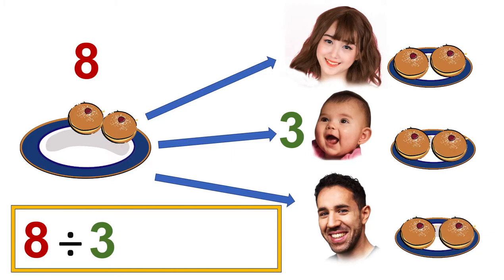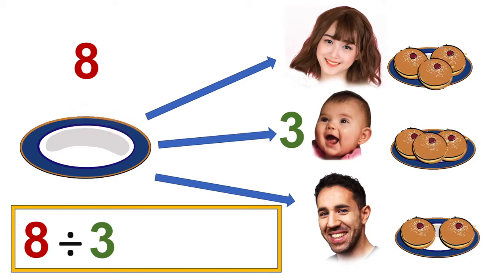Uh-oh. How many do we have left here? Is that enough to pass out to all our 3 friends? No. So we're going to stop right there because these are equal. And we're going to call these our remainder. So we have 8 divided by 3 equals 2 for everybody with a remainder of 2.